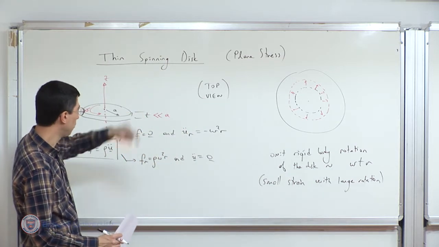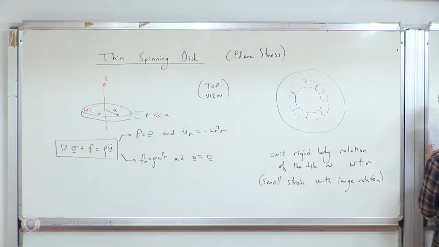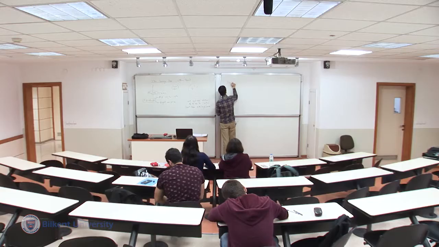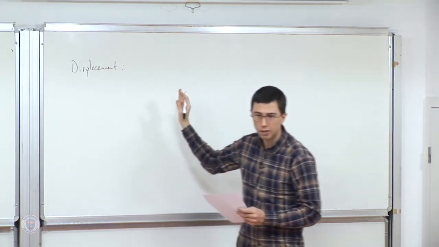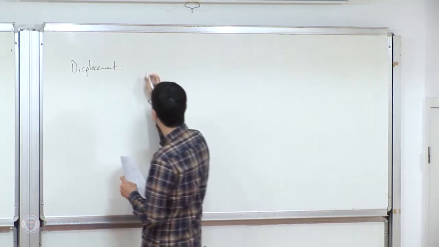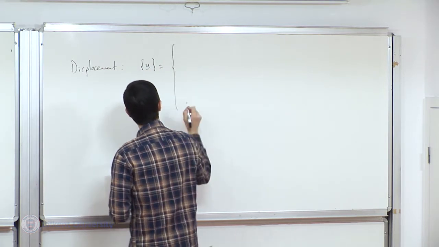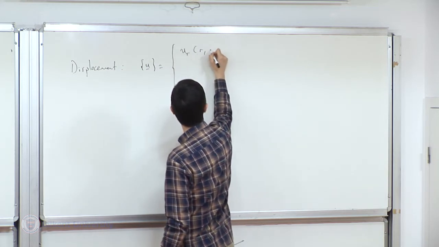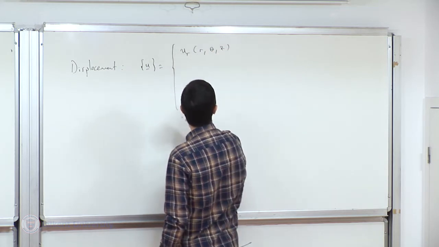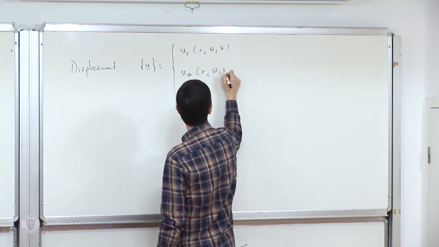I don't have to worry about the rotation per se, but I have all the remaining parts of the physics complete. So I proceed with my usual displacement-based solution, and the starting point is always the displacement vector. So let's go ahead and write the displacement vector. So I have a u_r, and as usual, I will write all the possible dependence of the components.